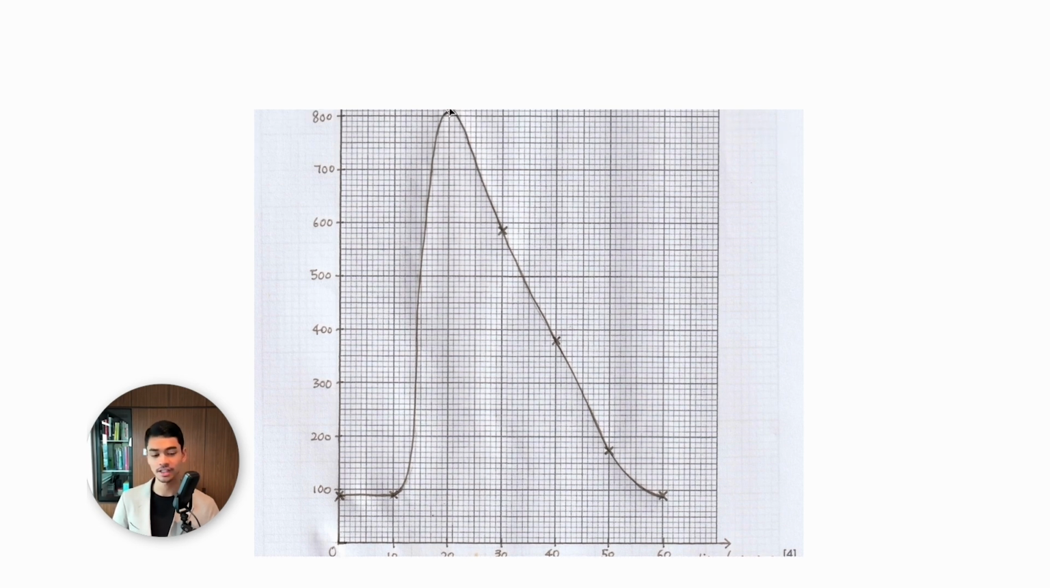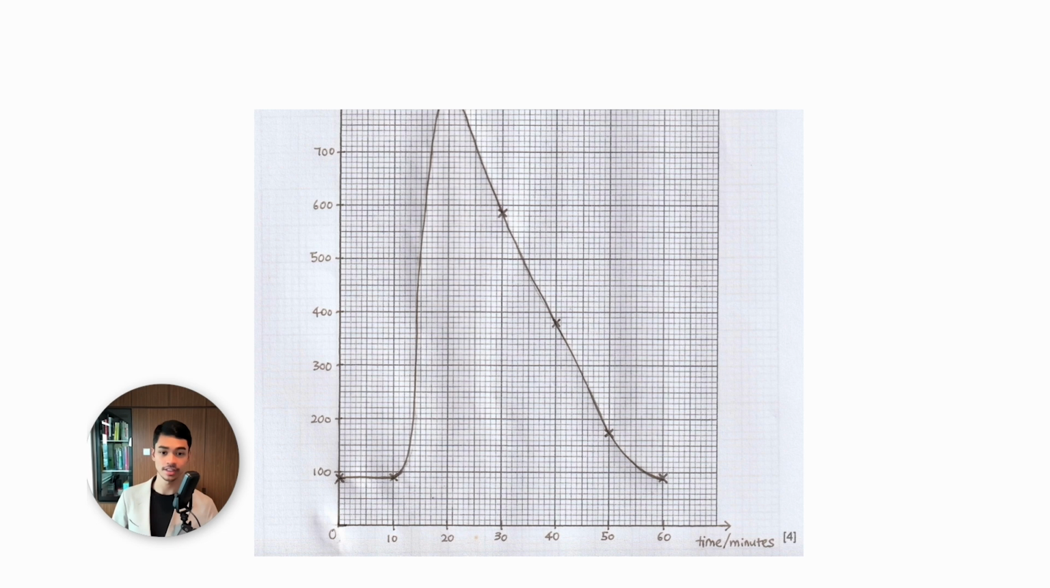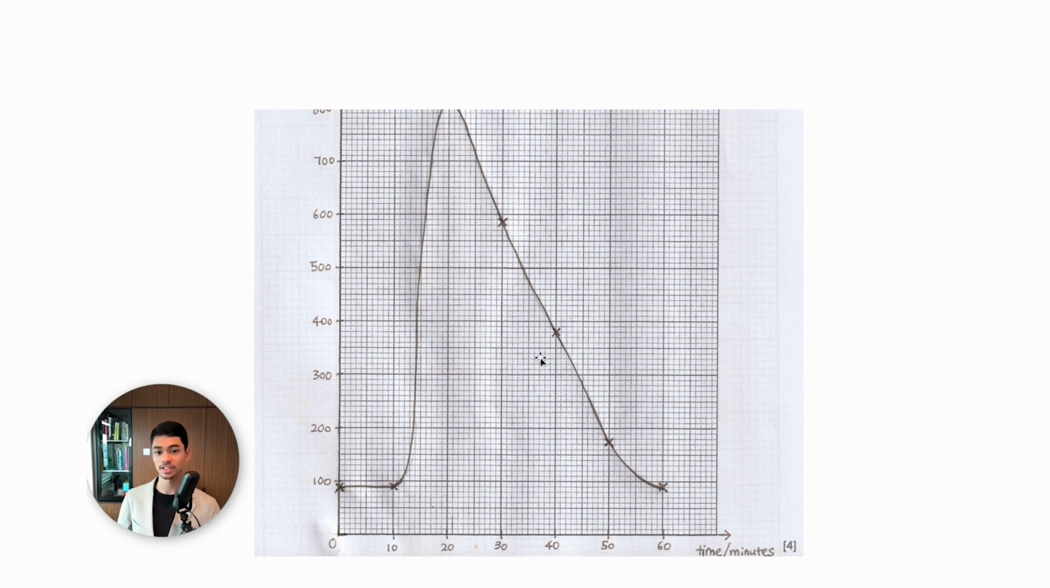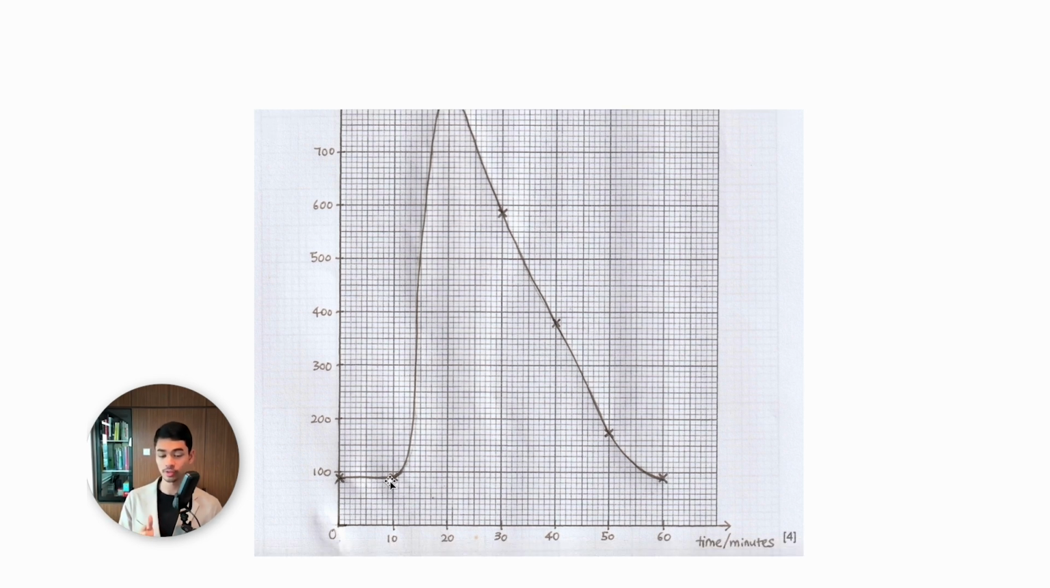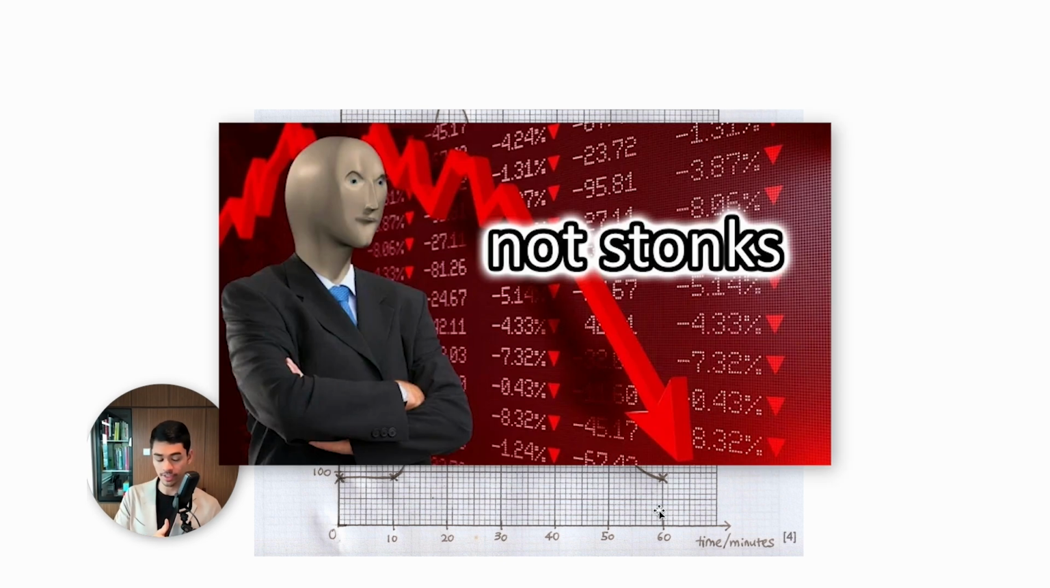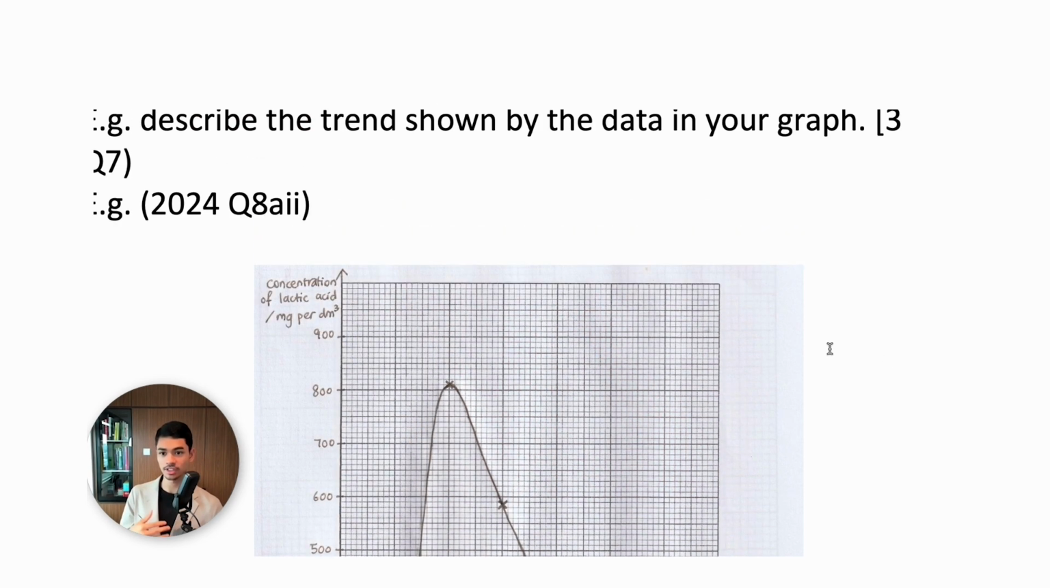Okay, then from 20 minutes to 60 minutes, it decreases less sharply, or I can say gradually. Okay, it's not very gradual, honestly. I could say steadily, because it's quite a steady rate. Steadily to 90 again. Yeah, so that would be 3 marks, right? 1 mark for remains constant, 2 marks for sharp increase, and then the 3rd mark for the decrease. And that could give me the full marks already.